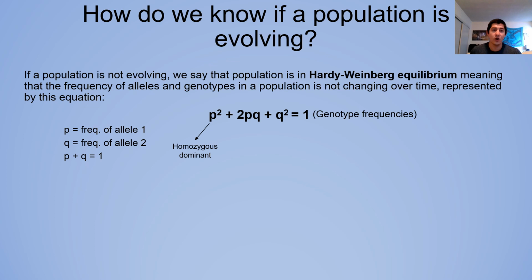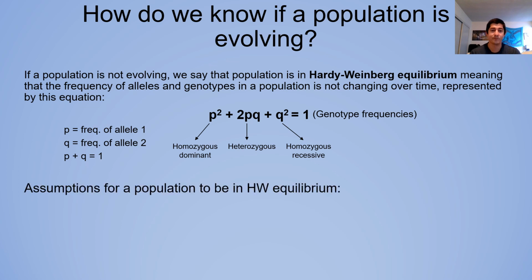In this equation, homozygous dominant is represented by one of these squared terms. Heterozygous, so having a mix of those two alleles, is represented by this 2pq. And then homozygous recessive is represented by the other squared term.